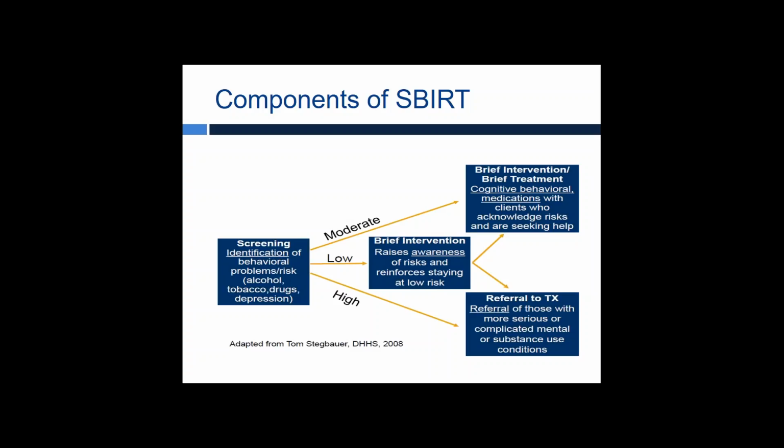It's raising awareness of risk. It's reinforcing staying at low risk to try to keep people low. So even if you're low, you would get a brief intervention in this SBIRT model. For those at moderate to high risk, you would employ a brief intervention with a little bit more intensity. You wouldn't want to apply a light touch to someone who has more risk.